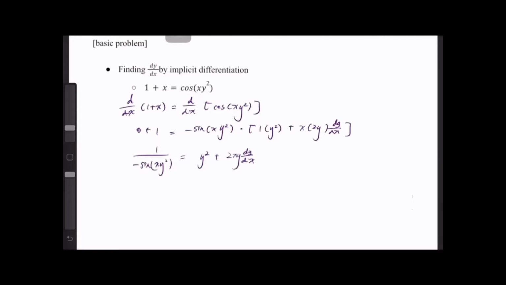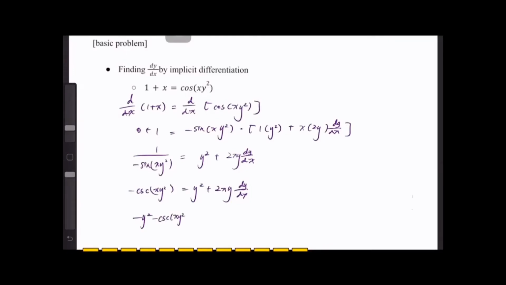Then we can simplify the left side of the equation to negative cosecant of x y squared. By doing the rest of the algebra here, we get negative y squared minus cosecant of x y squared, all divided by 2xy, equals dy/dx.